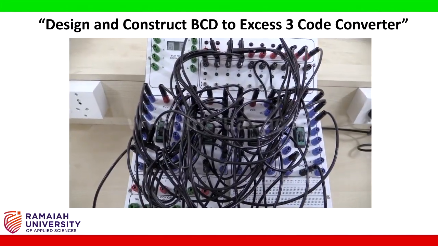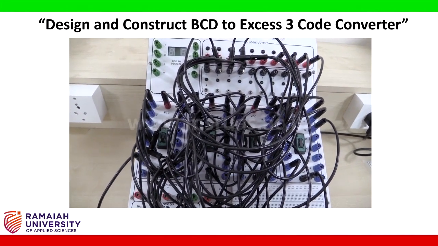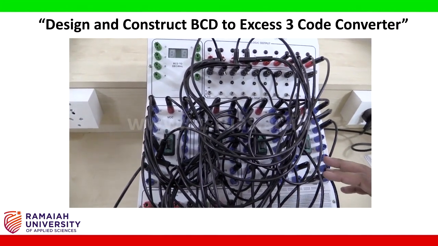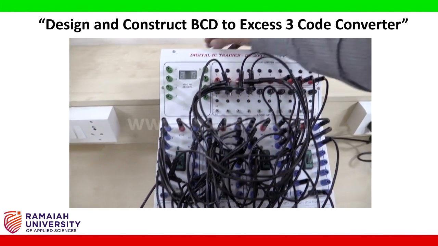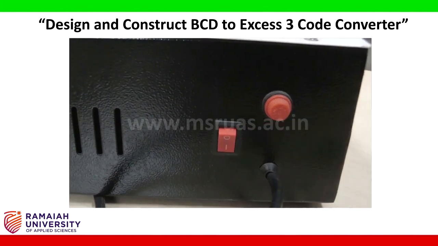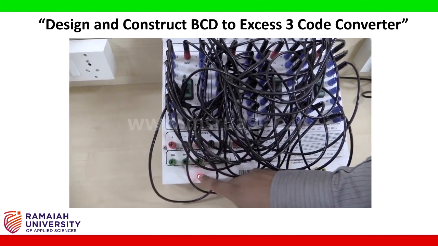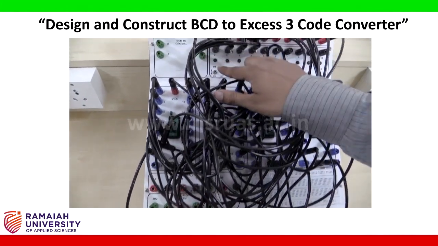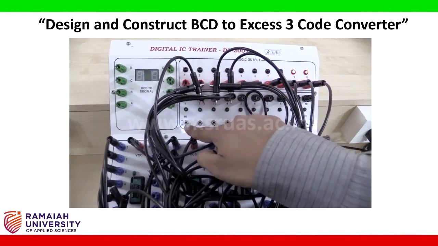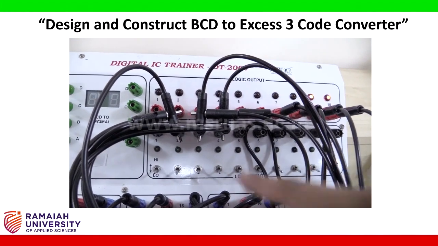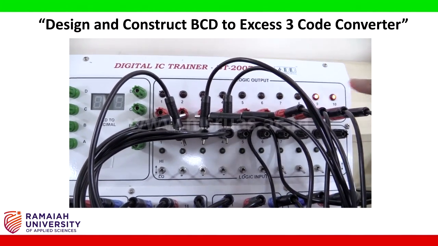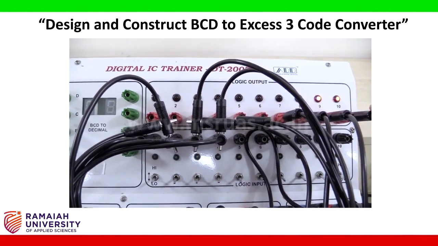Now let us verify the truth table of the BCD to XS3 converter. So in order to do that, we need to turn on the power supply first. Now you can see the LED bulb is on, the power is on. So now all the inputs, that is A, B, C, D, are at logic low. So when all the inputs are at logic low, the output is 0, 0, 1, 1. You can see here, this is true according to the truth table.